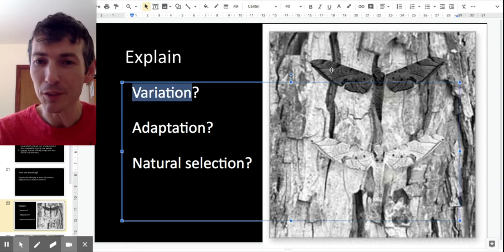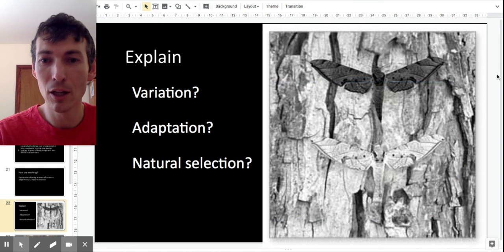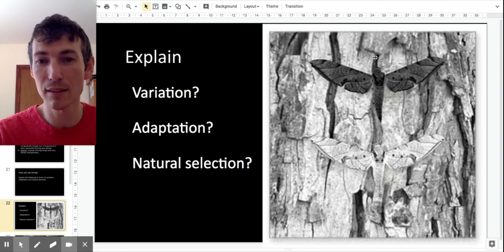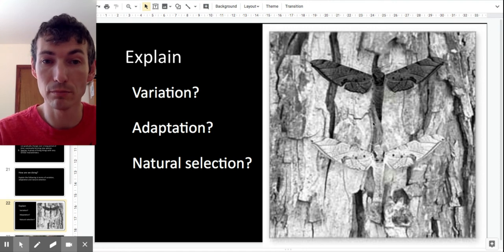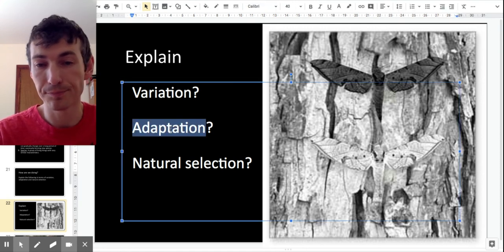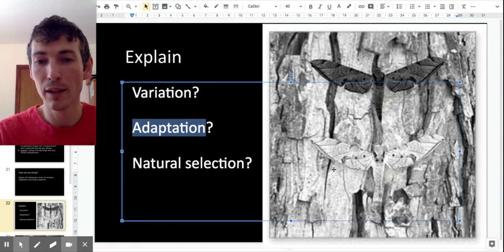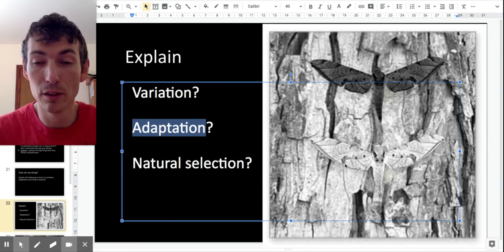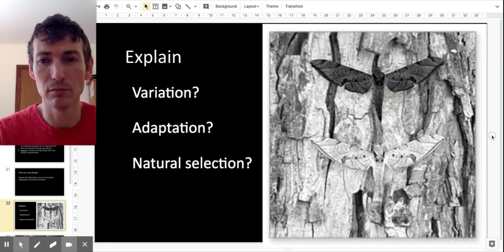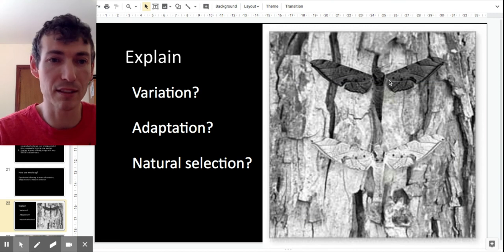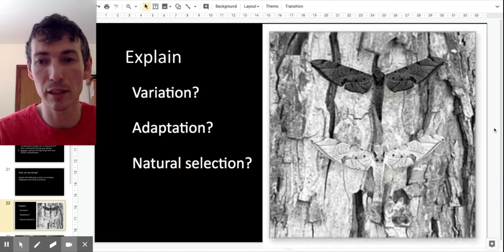Variation. Okay, from our picture here, we can see that we've got two different moths and they vary in color. So the offspring are different. The adaptation. Well, the white moth is better suited to its environment because the bark of the tree that it's on is also white. And in terms of natural selection, if a predator was to come along right now, which moth do you think it's going to eat? It's definitely going to eat the black moth because it stands out more. The white moth is better camouflaged.